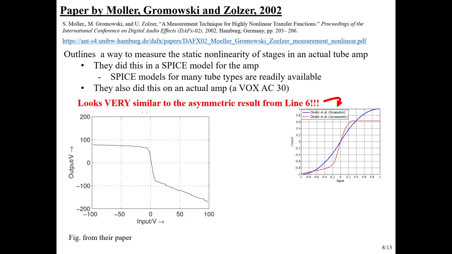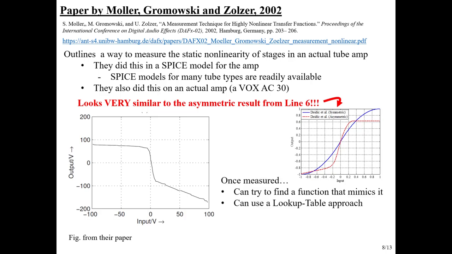I think that's what they did. So once it's been measured, then you can try to find a function that mimics it. And that's what Line 6 did. They had that crazy 3-interval piecewise definition where on one of the intervals it's some crazy 12th order polynomial. Or you could just use a lookup table.